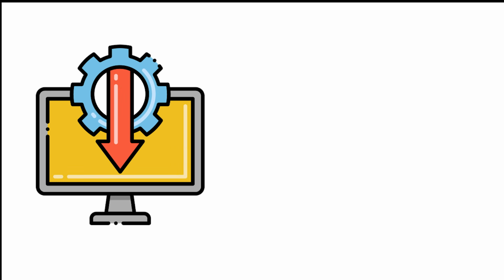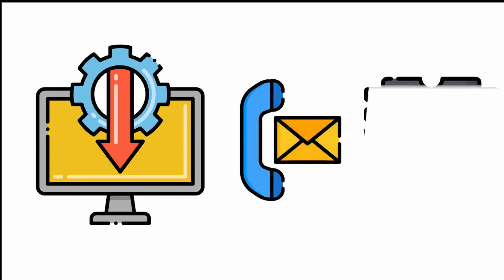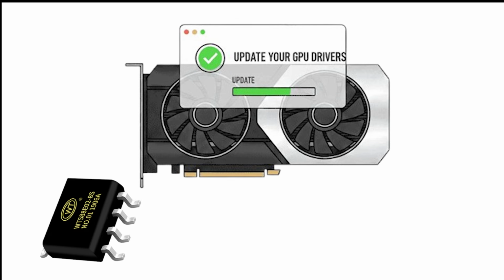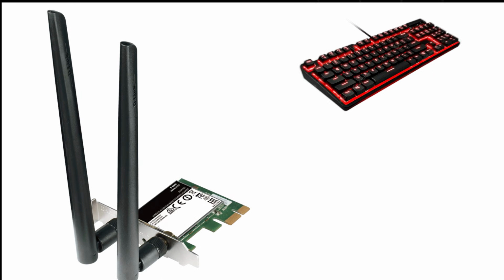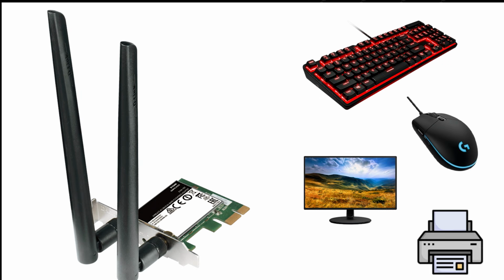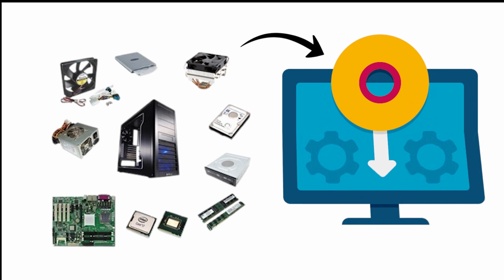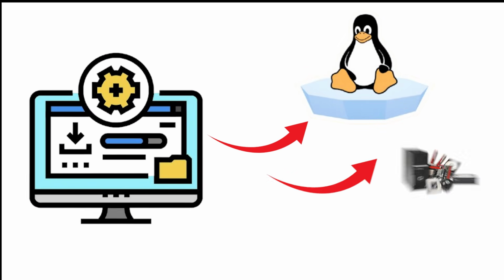Drivers. A driver is software that tells the kernel how to communicate with a specific piece of hardware. Your GPU needs a driver, your audio chip needs a driver, your Wi-Fi card needs a driver, your keyboard, your mouse, your monitor, your printer. Every piece of hardware connected to your computer has a driver. Without the correct driver, the kernel does not know how to talk to the hardware.